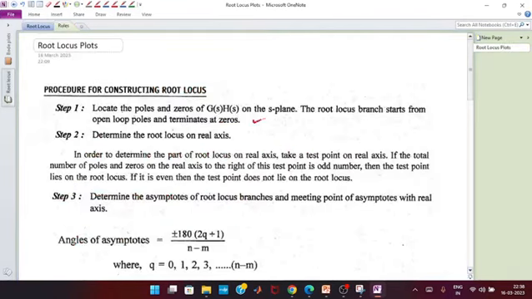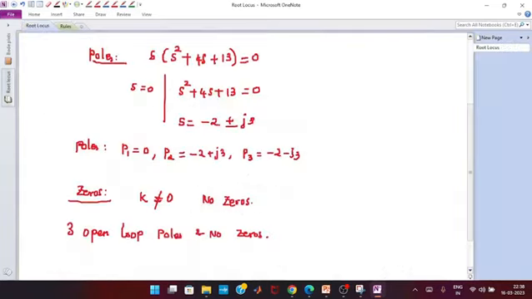Step number two is to determine the root locus on the real axis. You have to determine the root locus branch. If you want to find the root locus branch, you take a test point on the real axis. If the total number of poles and zeros on the real axis to the right of this test point is odd, then the test point lies on the root locus branch. If it is even, then the test point does not lie on the root locus.